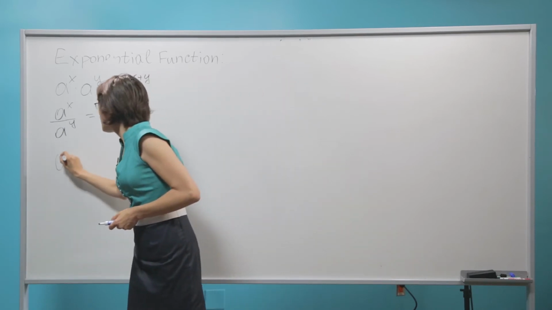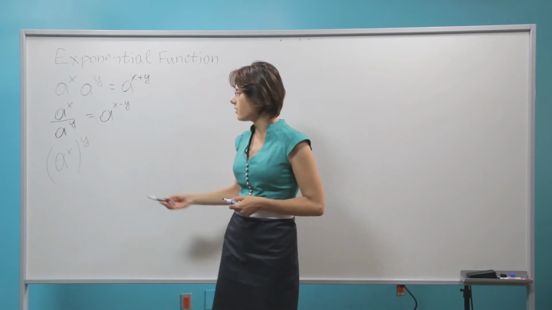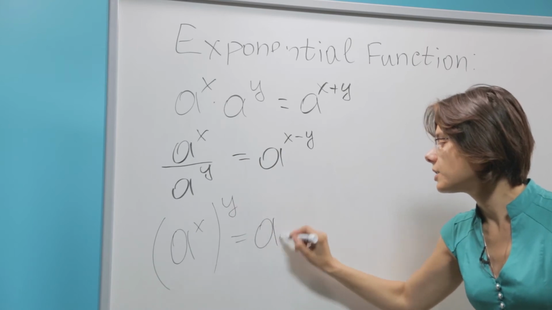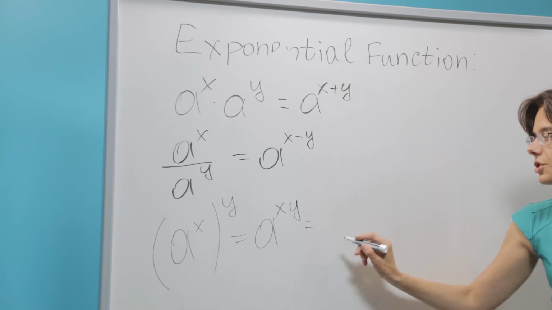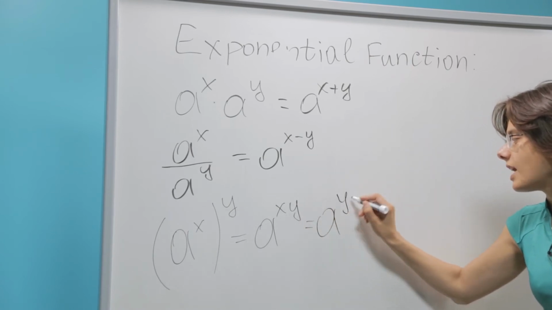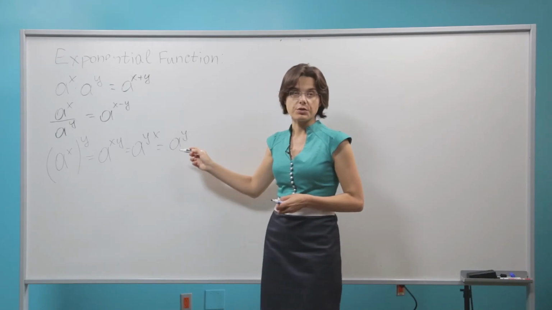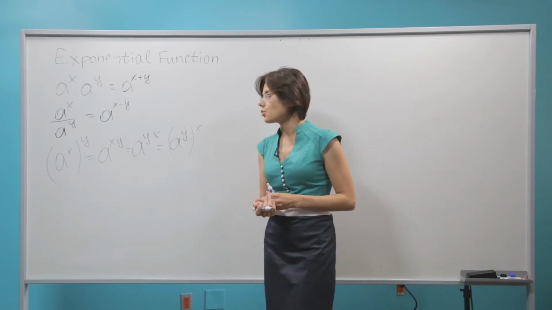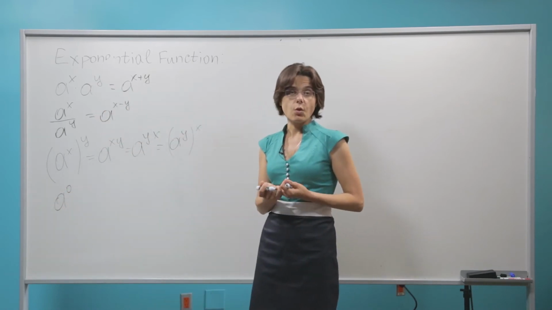Now, if we wanted to raise the exponential function a to the power of x to the power of y, this is the same as multiplying these powers. And I can interchange the multiplication. It's the same as a to the power of y times x. So it would be the same as taking the exponential function a to the power of y and raising it to the power of x. Another nice property we have is a to the power of 0. Anything to the power of 0 always gives us 1.